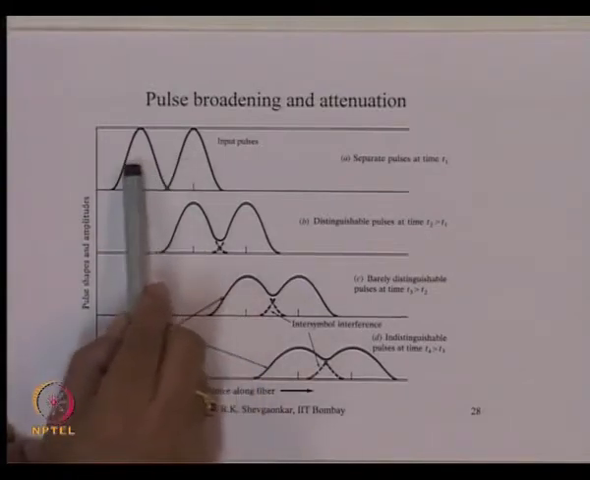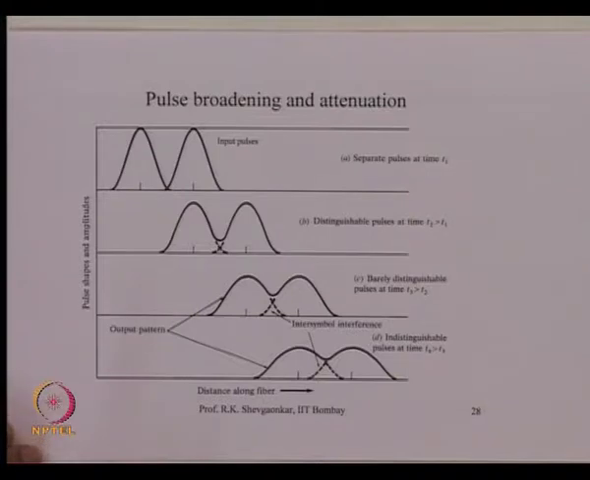See, here the pulses were very clearly identified. When we travel a small distance, the pulses will partly overlap. When we go further, then the pulses will further overlap. If we travel further more on the fiber, the pulses will become like that. So, what we find is that as the pulses travel on the optical fiber, slowly they start merging into each other, or they start losing their identity.